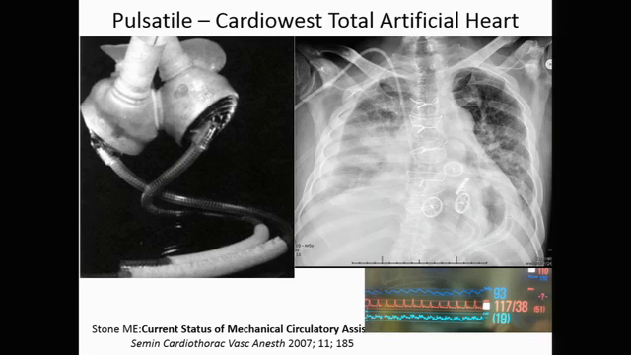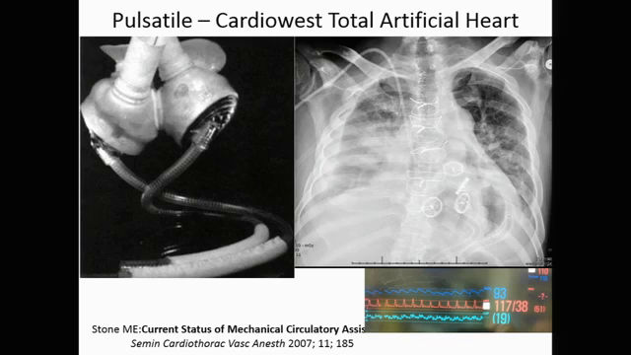On the left side is a photograph taken from that stone paper that I reference here. When you implant this device, you basically excise the patient's ventricles and anastomose this device to their atrium, their pulmonary artery, and their aorta. So they have no ventricles.